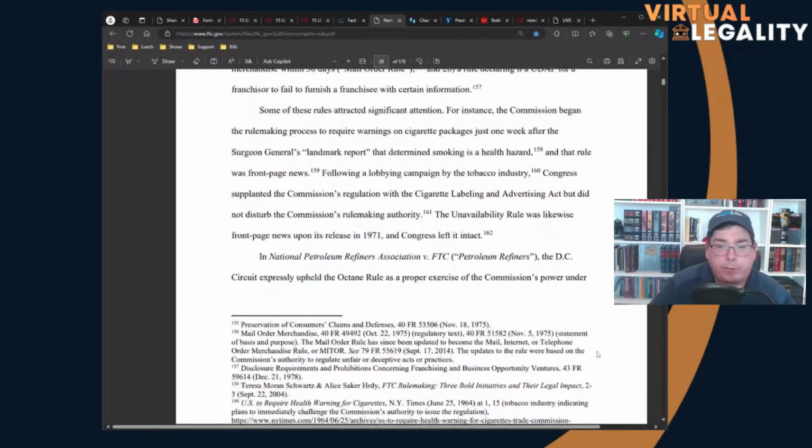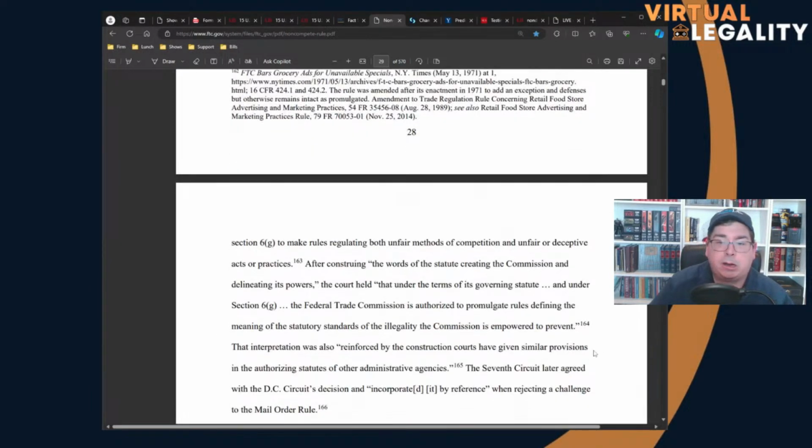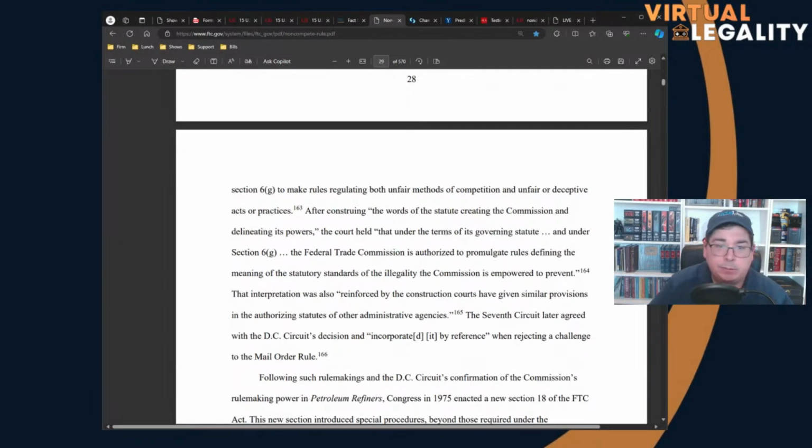In National Petroleum Refiners Association versus the FTC, the D.C. Circuit expressly upheld the octane rule as a proper exercise of the Commission's power under Section 6G to make rules regulating both unfair methods of competition and unfair or deceptive acts or practices. After construing the words of the statute creating the Commission and delineating its powers, the court held that under the terms of its governing statute and under 6G, the Federal Trade Commission is authorized to promulgate rules defining the meaning of the statutory standards of the illegality the Commission is empowered to prevent.